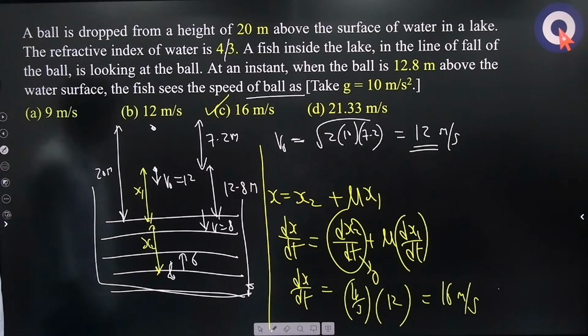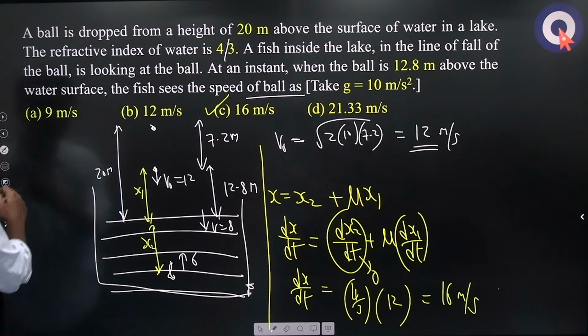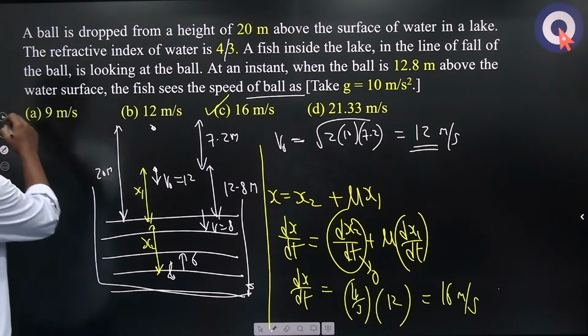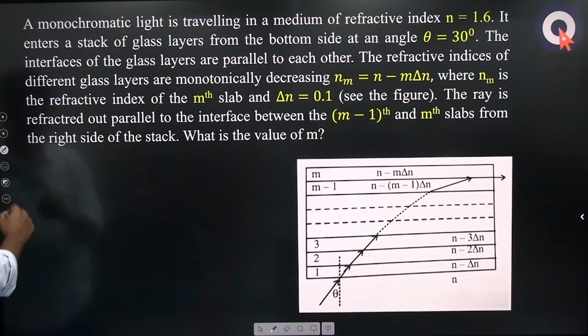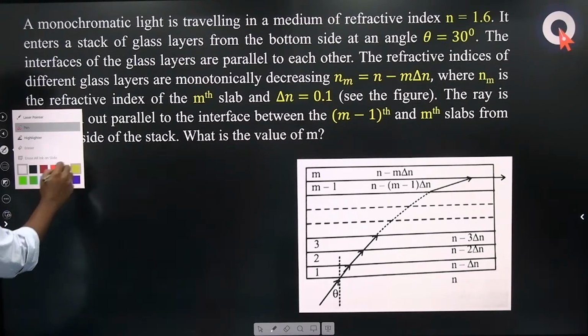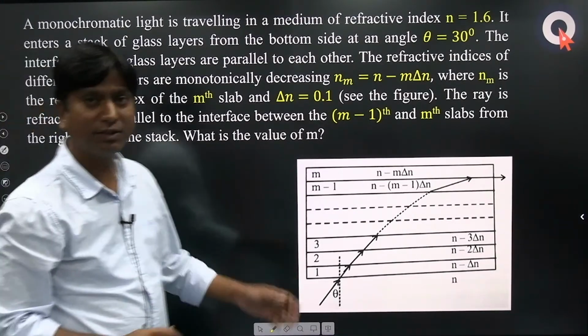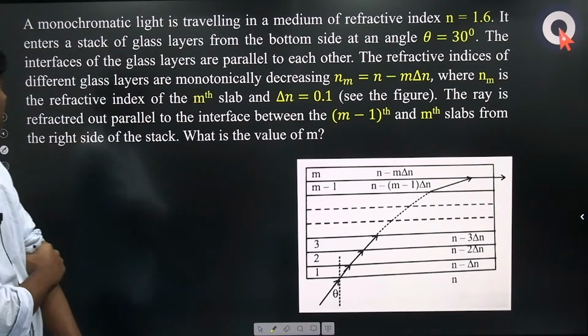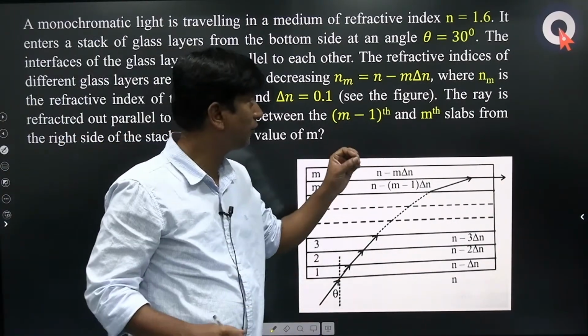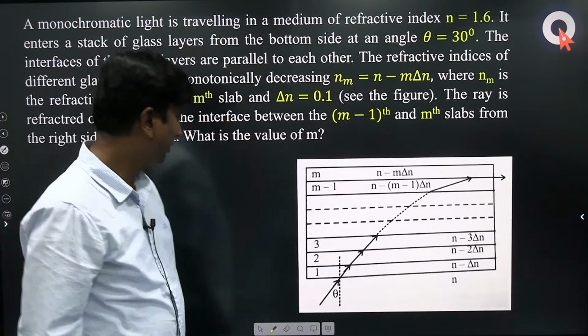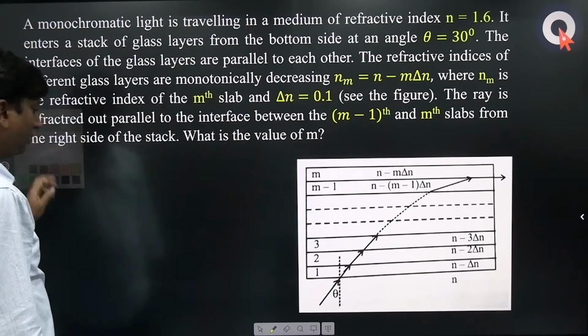All right, so we'll go to the next one. This is a previously appeared JEE Advanced question. A monochromatic light is traveling in a medium of refractive index n equal to 1.6. So here it was traveling in a medium of n equal to 1.6.